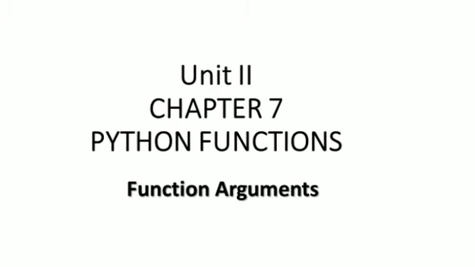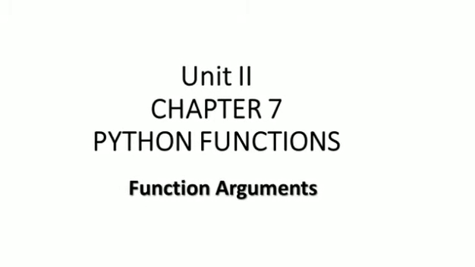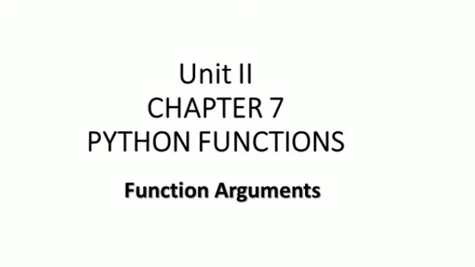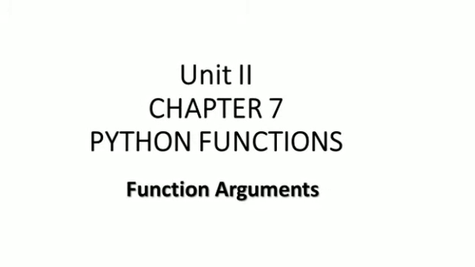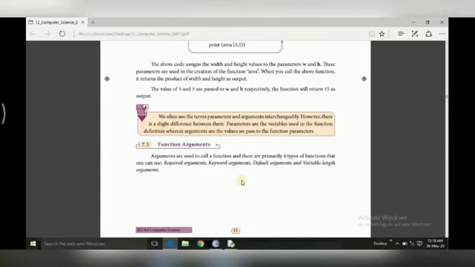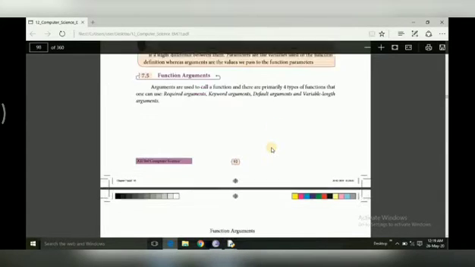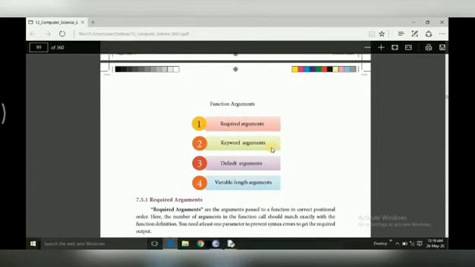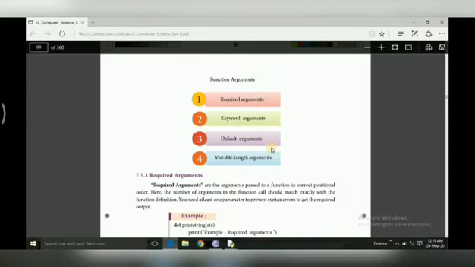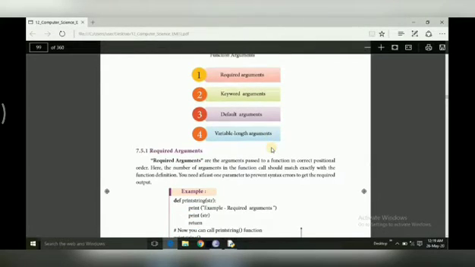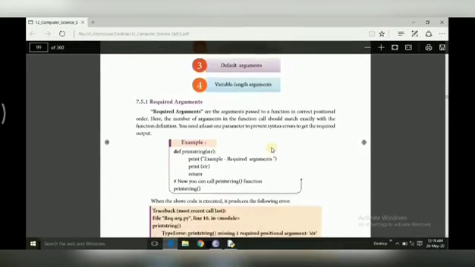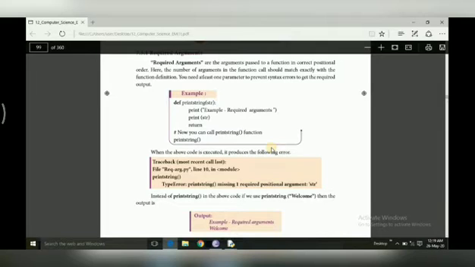Hello children, in the last video we discussed parameters and arguments briefly. In this video we are going to learn about function arguments. Arguments are used to call a function and they have four types: required arguments, keyword arguments, default arguments and variable length arguments. First we will discuss the required arguments.